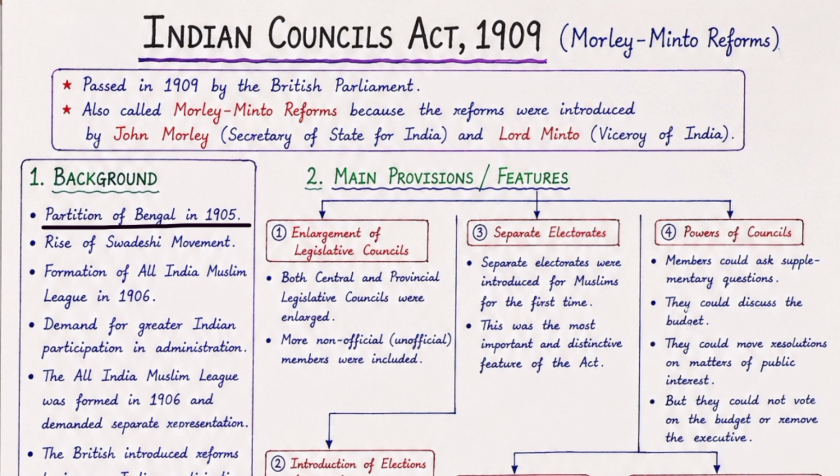After the partition of Bengal in 1905, the Swadeshi movement gained momentum, and the All India Muslim League was formed in 1906 and demanded separate representation. At the same time, India demanded greater participation in the administration. So in response, the British Parliament passed the Indian Council Act 1909. Let's look at its key features.